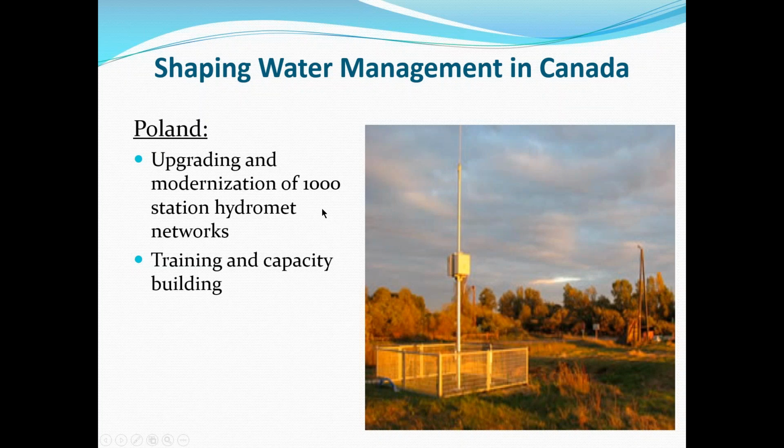And the work involved upgrading approximately 1,000 stations in their hydromet network, which we had about a year and a half to do, and the training and capacity building to support that network once we left. So in the end, in about 18 months, we actually built and installed about 965 sites that consisted of meteorological sites, climate sites, hydrological sites, and groundwater sites in Poland.